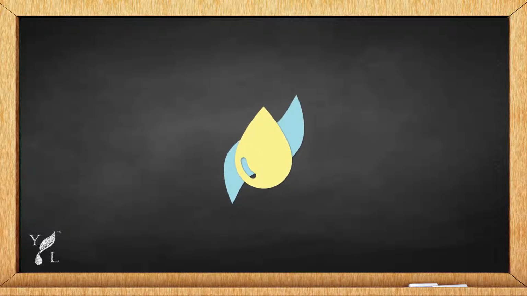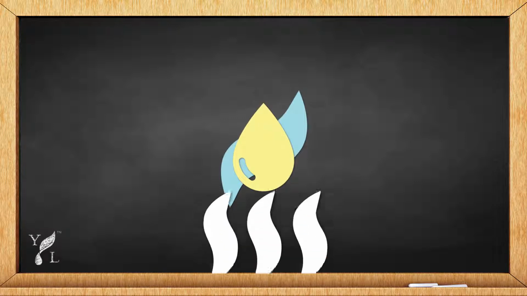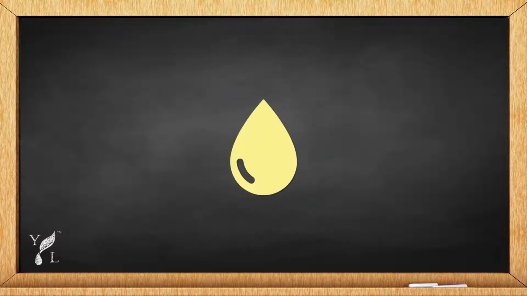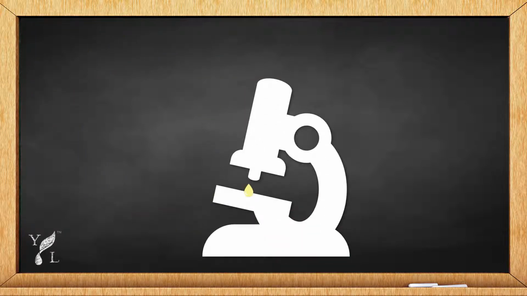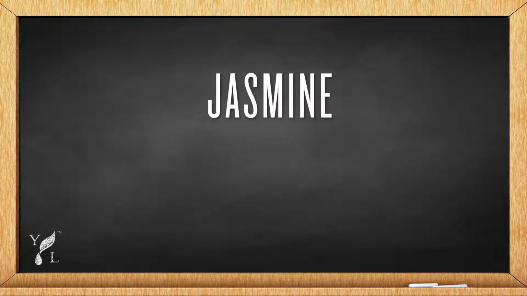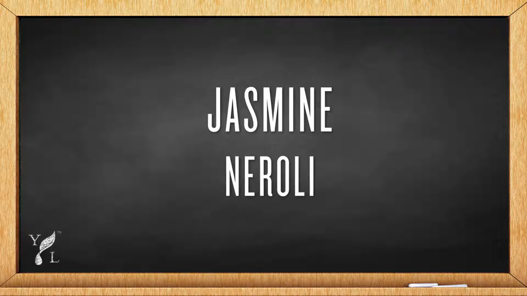Then, in order to separate the solvent from the essential oil, a second extraction uses steam to recover the solvent and produce the final absolute oil. The absolute oil is then collected and sent to our laboratory for testing. Absolute oil extraction is only used for jasmine and neroli essential oil.